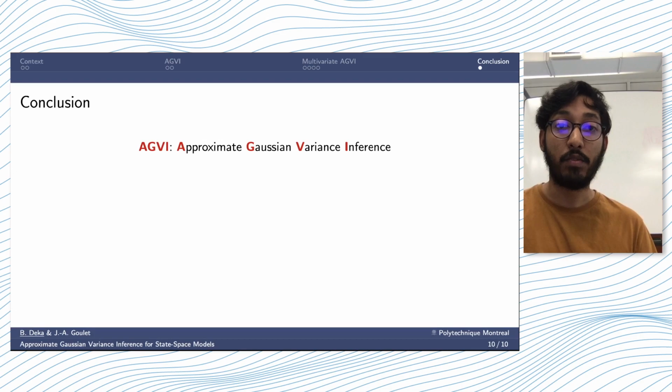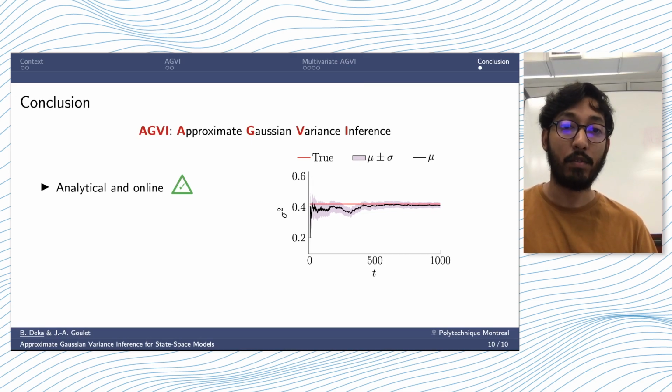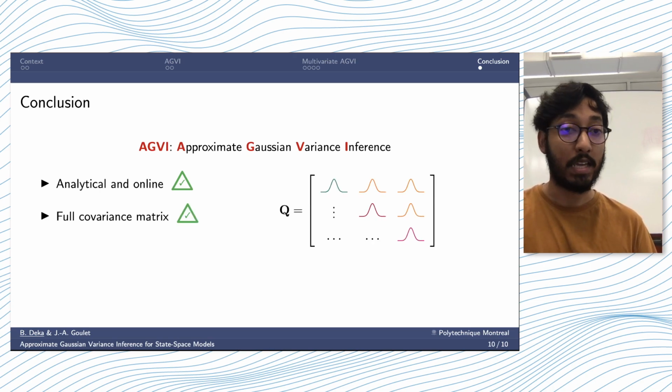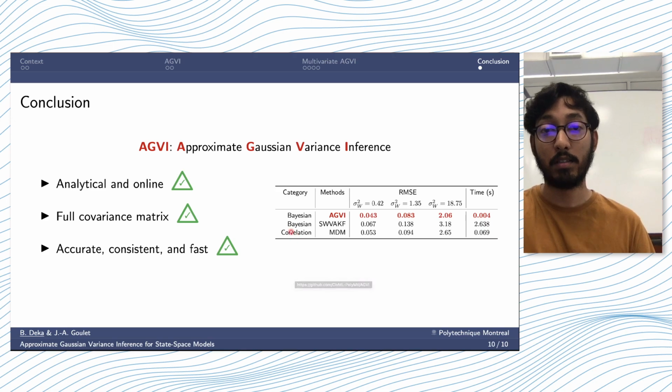In conclusion, AGVI, which is the Approximate Gaussian Variance Inference, is an analytical approach, and we can obtain the error variance terms online using our approach. Using AGVI, we can infer all the variances and the covariance terms, and we can do it for a full covariance matrix. And we have seen with our comparison with the other two competing approaches that we are accurate. We provide consistent estimates through the consistency test that we have done, and we are much faster compared to the other two methods.